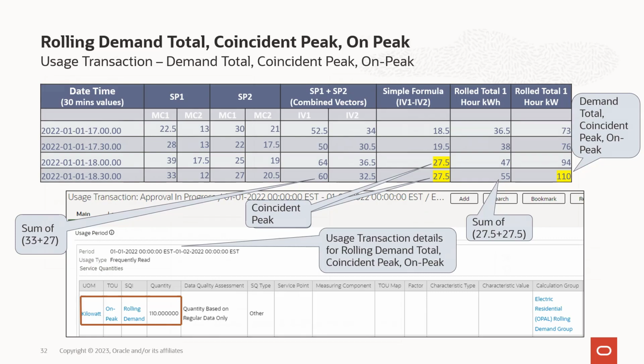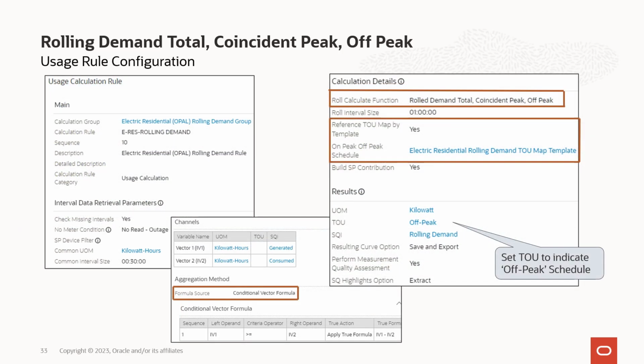as final value. Rolling demand total coincident peak off peak determines the total rolling demand based on coincident peak value during off peak hours of all summarized measuring components. Select aggregation method as conditional vector formula and configure the vectors accordingly. Select calculate function as roll demand total coincident peak off peak. Also, TOU schedule is required, which can be configured or used as TOU map template schedule. In results section, it's mandatory to select TOU as off peak schedule.